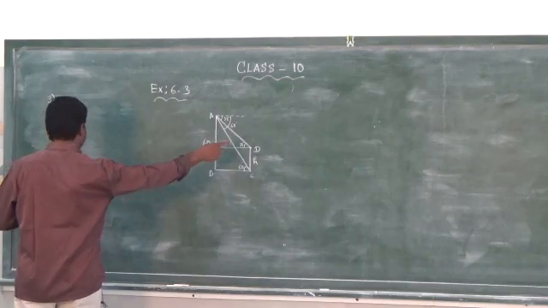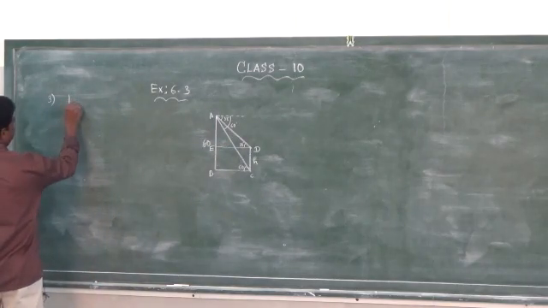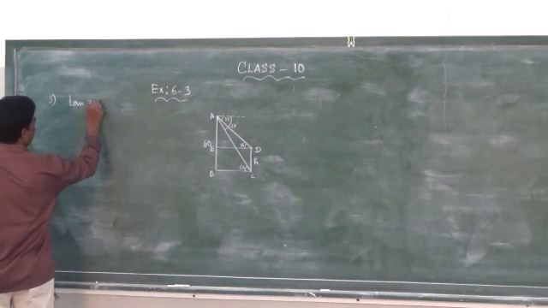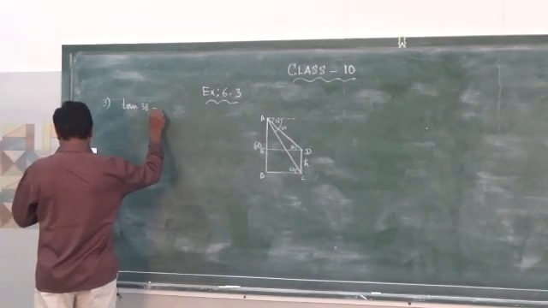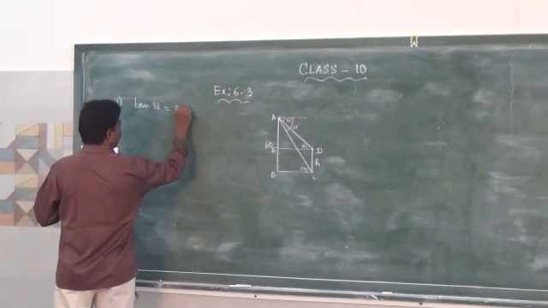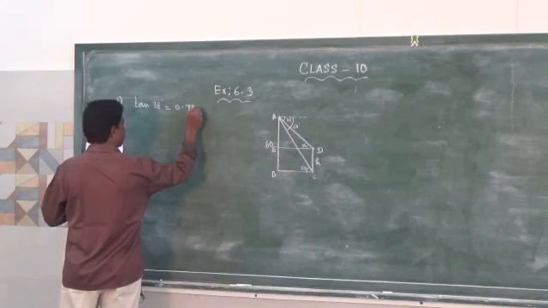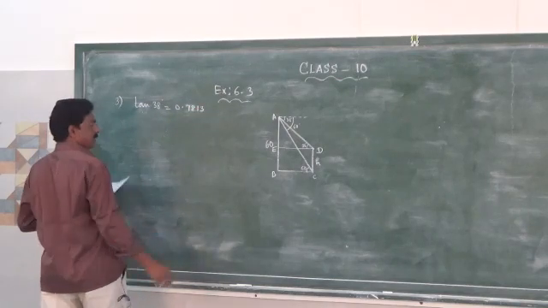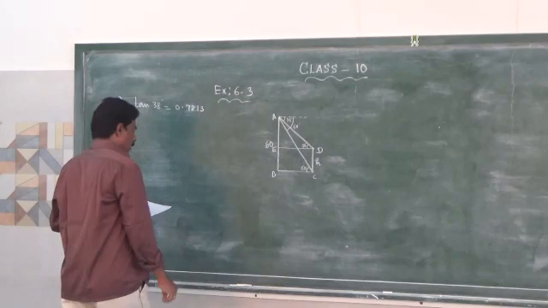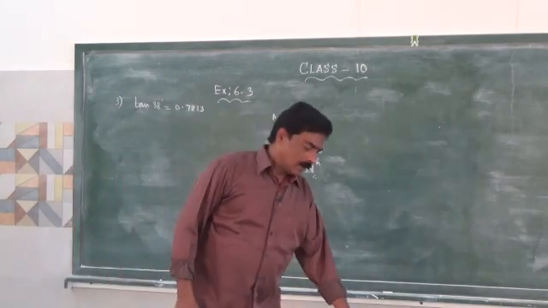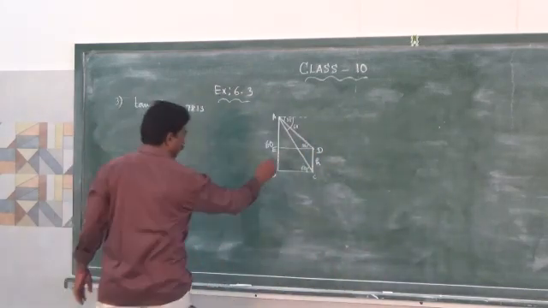Since 38 degrees is not a standard angle, they are given tan 38 equal to 0.7813. The tan 38 value is given. Tan 60 value we know. So there are two right triangles.